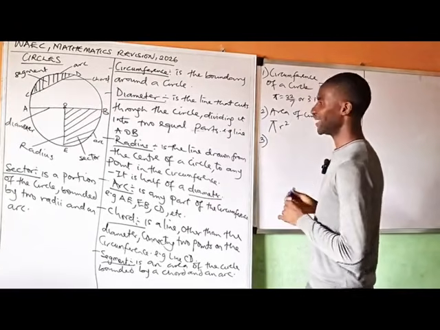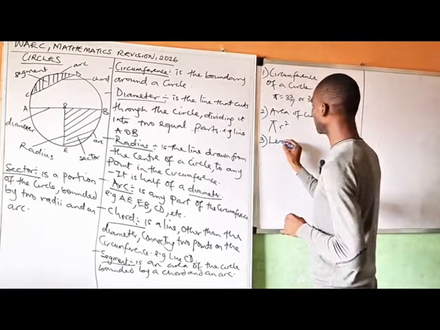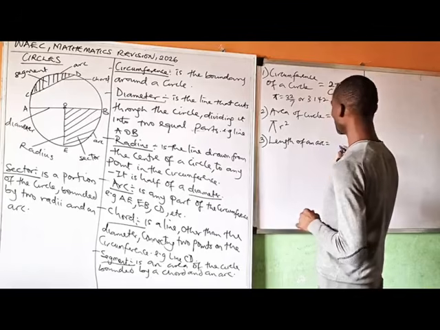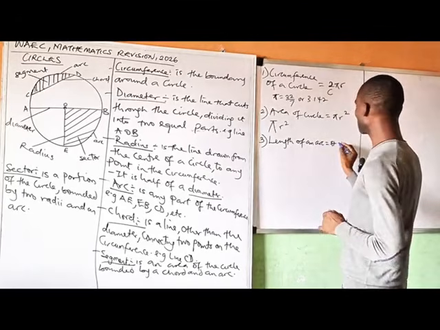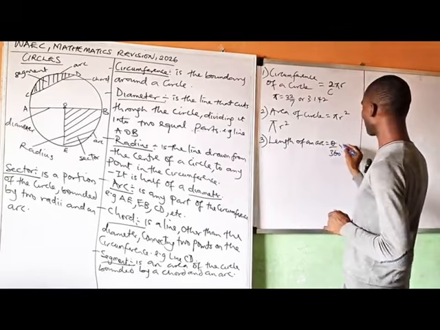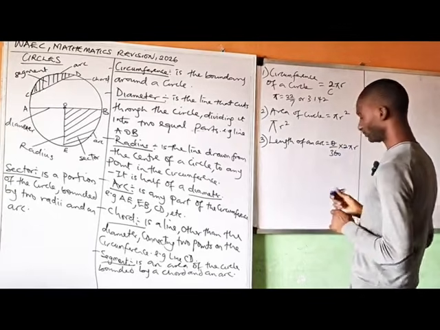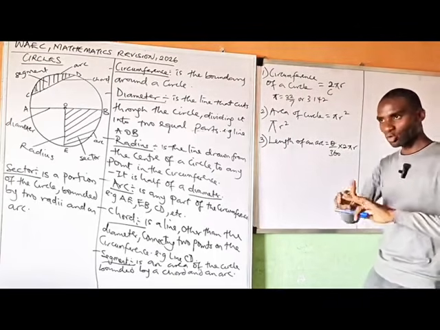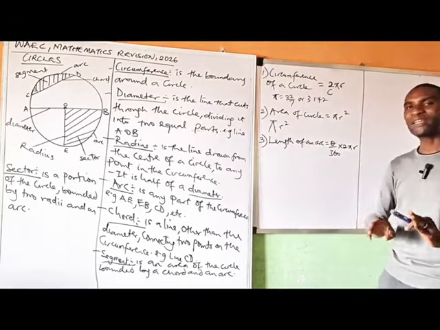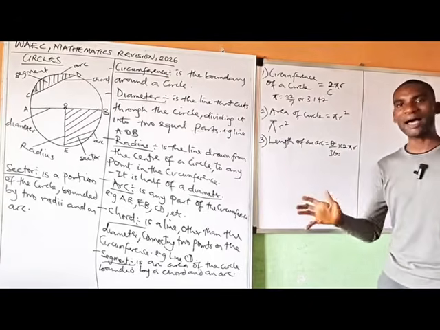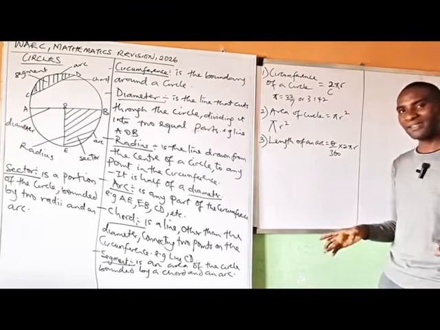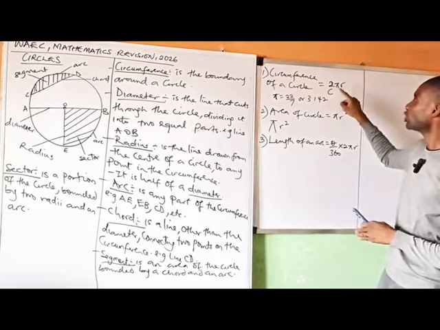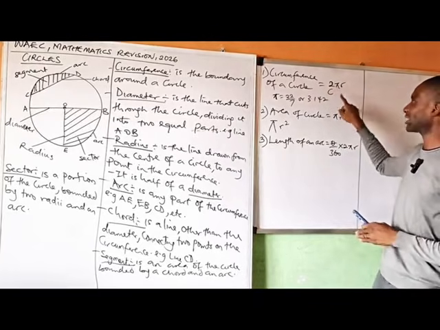Number 3. The next thing we talk about is length of an arc. The formula for length of an arc is theta over 360 times 2 pi r. Remember, length has to do with distance. So when we are dealing with distance, perimeter, the size, and it has to do with circles, we'll be dealing with 2 pi r, circumference, distance, 2 pi r.